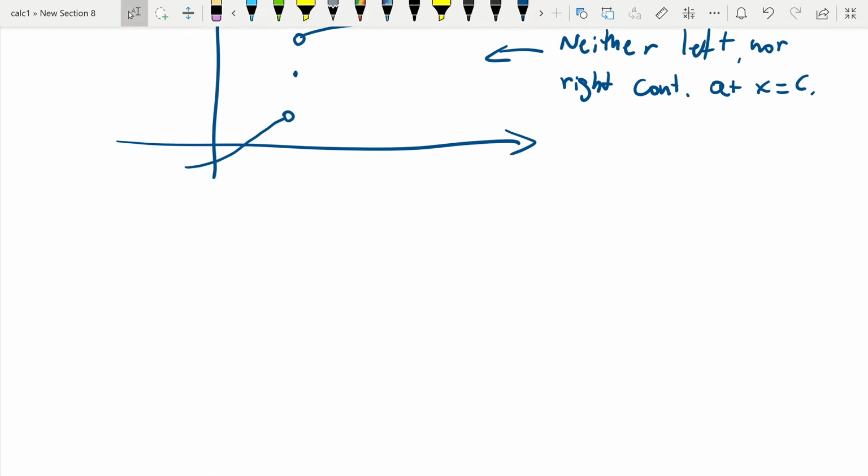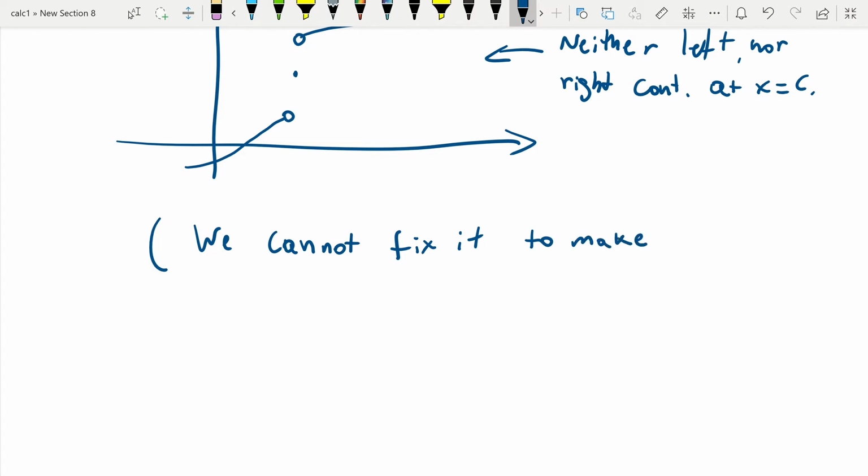And the idea here for this kind of jump discontinuity is that that's why it's not removable, so we cannot fix it to make the function continuous.